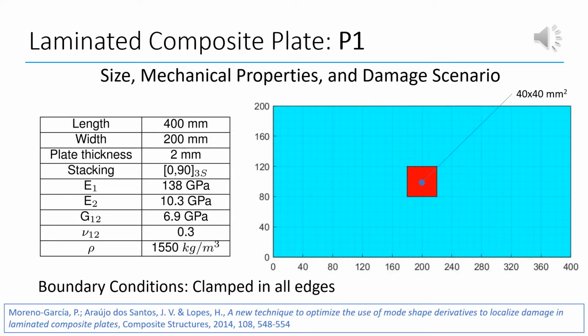Two laminated composite plates previously analyzed by several researchers were modeled and, subsequently, the damage localization procedure is carried out. The first plate, studied by Moreno Garcia and colleagues, has the size and mechanical properties listed in this table. Only one damage scenario with an area of 40 mm x 40 mm, which is located at the center, is considered here. The plate is clamped on all edges.